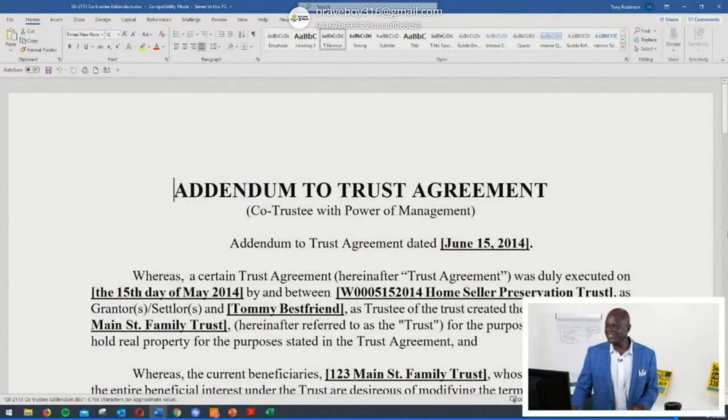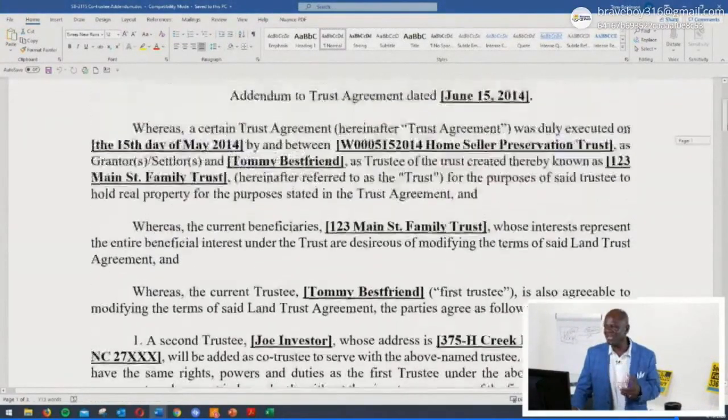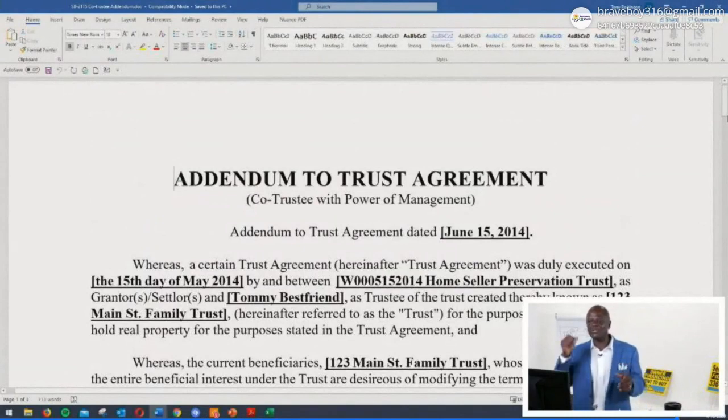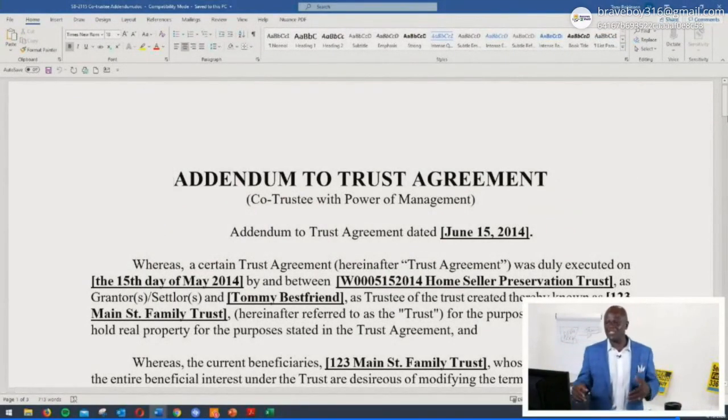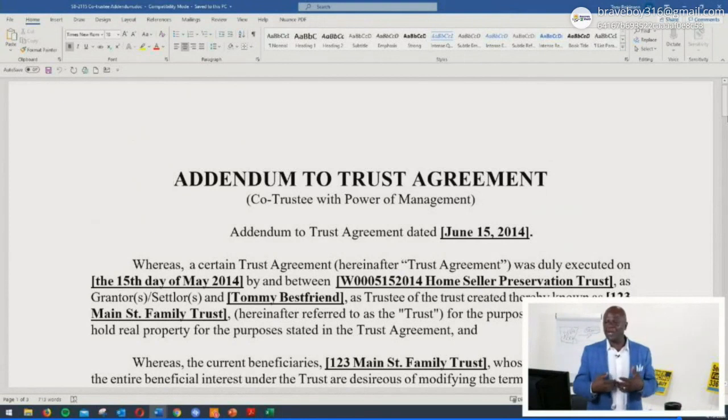All right. Addendum to trust agreement. This addendum to the trust agreement, guys, gives you the ability to have a co-trustee. So if you have a trustee, this addendum actually gives you the ability to name a co-trustee. So you might have your best friend or someone else as a trustee, and you want to be able, in certain situations, to go ahead and act on behalf of the trust yourself. So now this gives you the ability to do that.